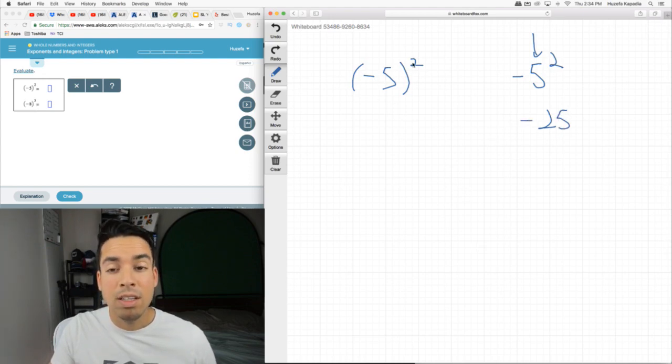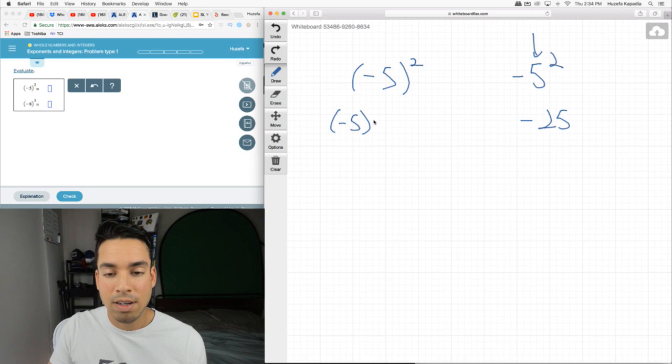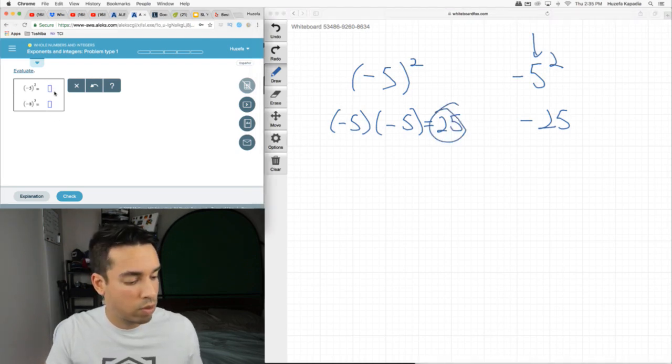But this is different. This means we're squaring that negative value included within the 5, which means it's actually -5 times -5. Remember, what happens when we do a negative times a negative? They cancel out, it becomes a positive. So this becomes a positive 25.